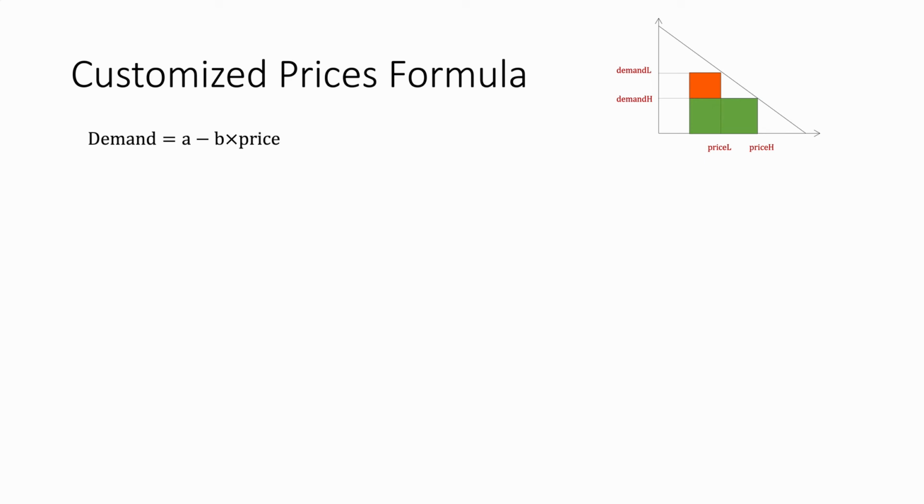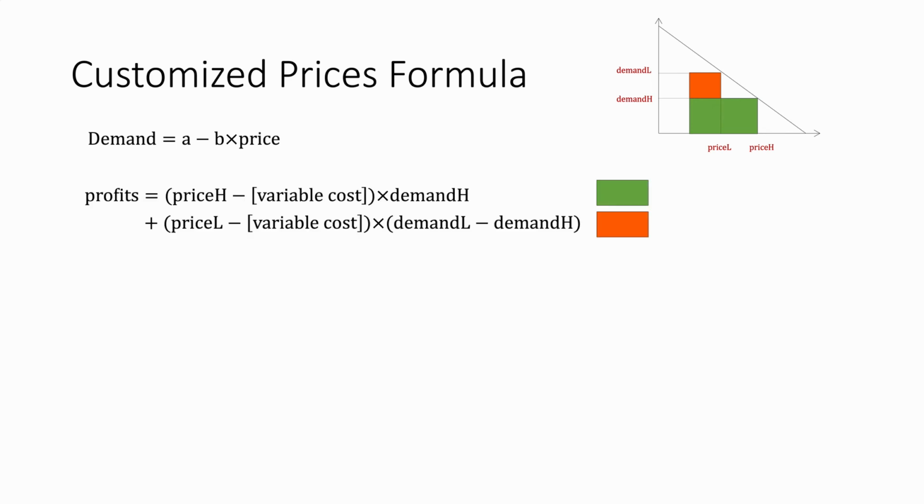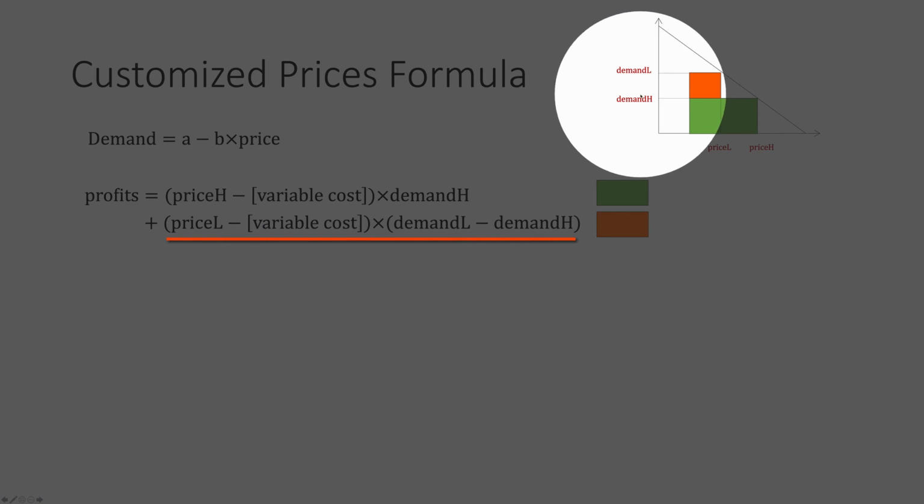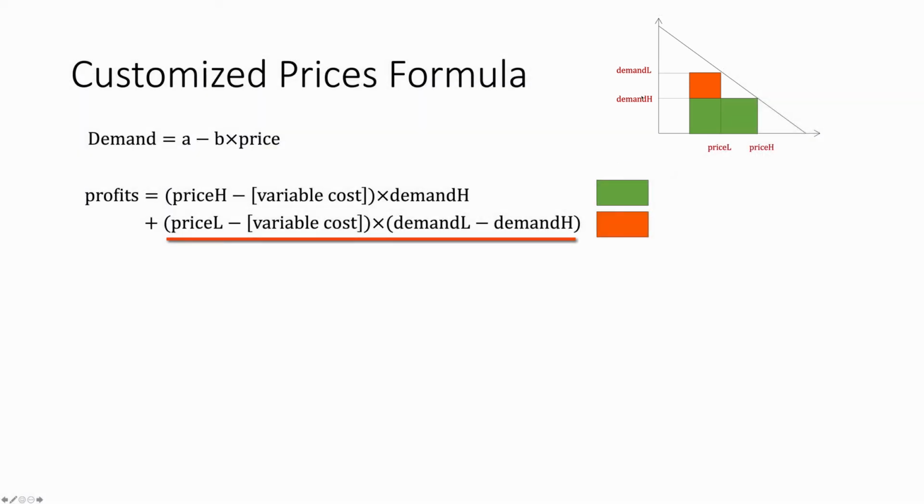Again, the demand curve is demand equals A minus B times price. We lay out the profit by adding up the size of the two rectangles. So we have price H minus the variable cost times demand H. And then we have price L minus variable cost times demand L minus demand H. So that's the size of the orange rectangle.